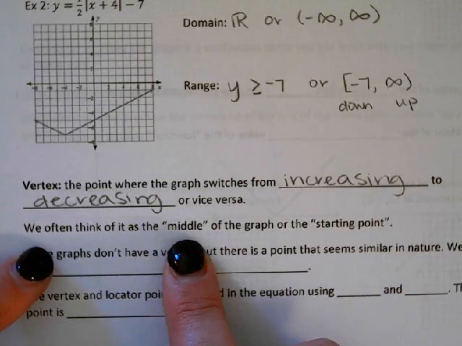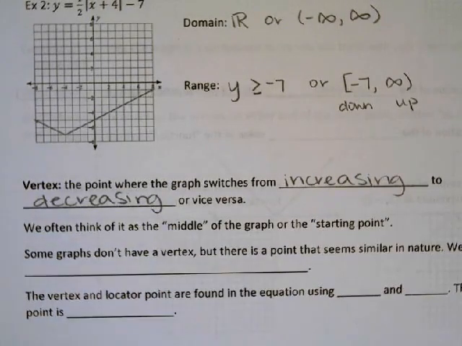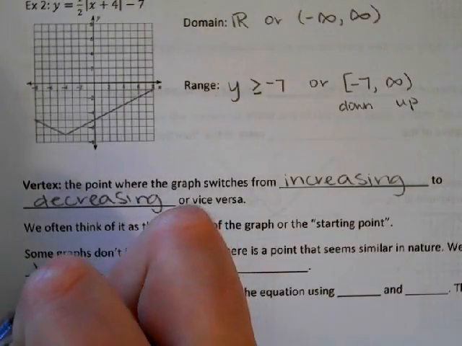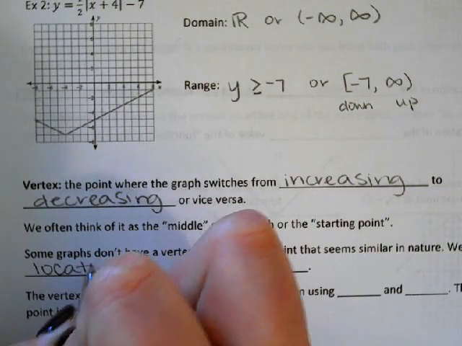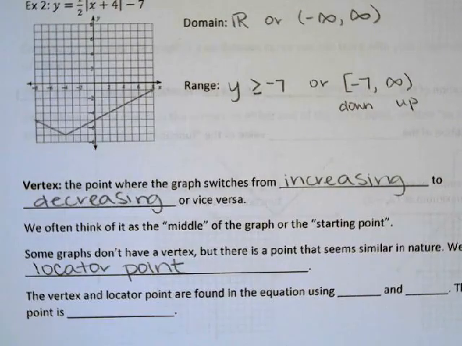Some graphs don't have a vertex, but there's a point that seems kind of similar in nature. We call this the locator point. So we will study some functions later on that don't have a vertex, like a square root graph does not have a vertex, but it does have a point that's kind of similar to that idea. A cube root graph, say it again? Yeah, so like a cube root graph goes like this.